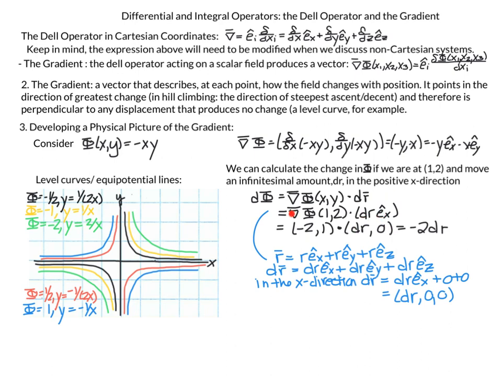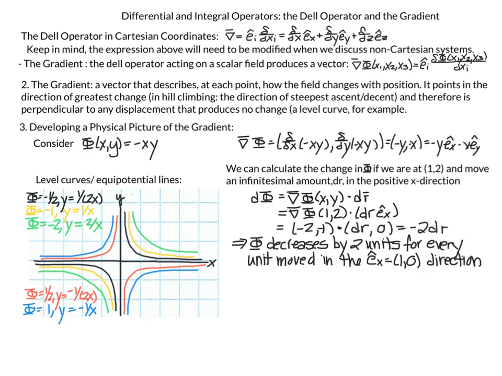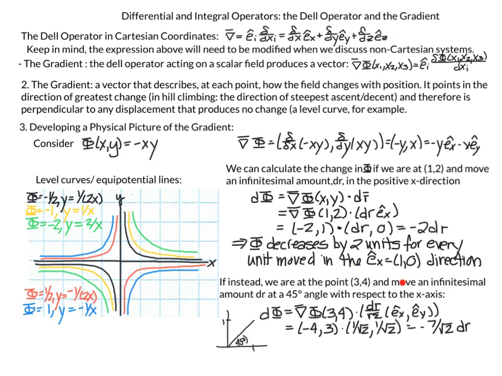So then also plugging in our gradient of phi at (1, 2). At the point x equals 1, y equals 2, we can plug that in over here. First we have negative y, which is negative 2, and we have negative x, which is negative 1, dotted with (dr, 0). That's just negative 2 dr. And what that physical interpretation means is our phi decreases by 2 units for every unit moved in the x direction.